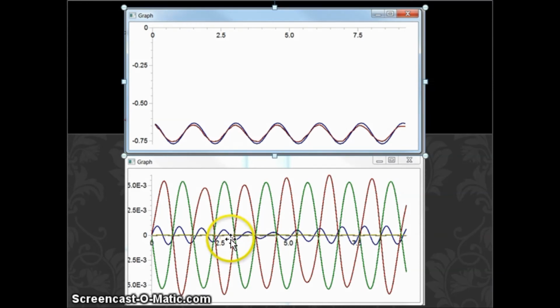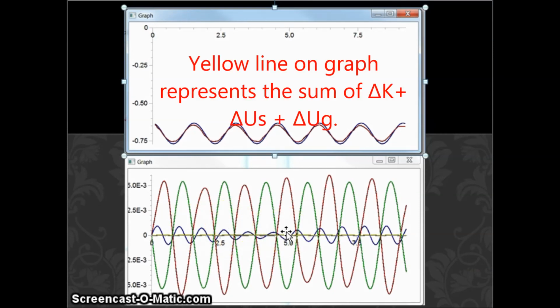The bottom graph represents the different energy changes, and the blue line is delta K, the red line is delta US, the green line is delta UG, and the sum of all of them is 0. And because the sum of all of them is 0, which means energy is conserved, that also tells us that the Earth was included in our system and we had no surroundings. We chose everything to be in our system.